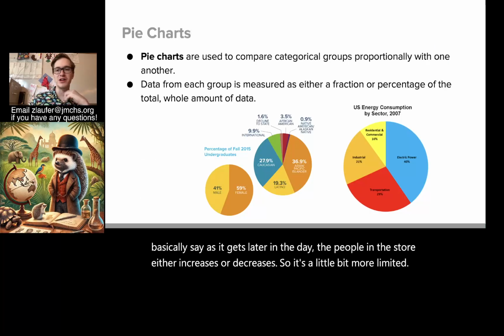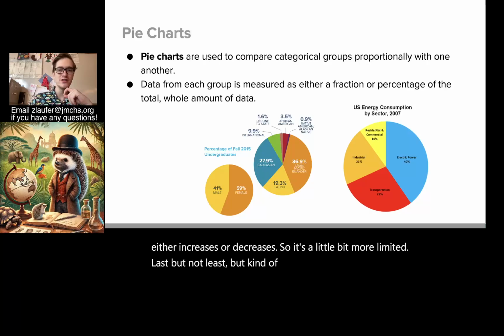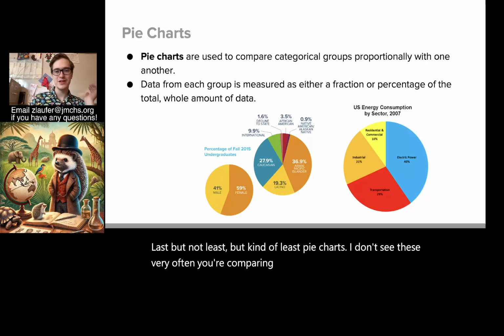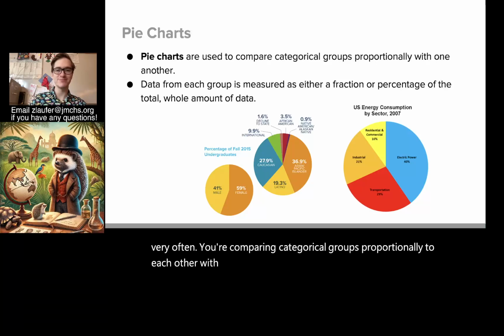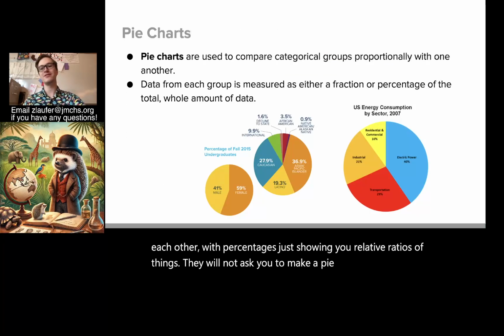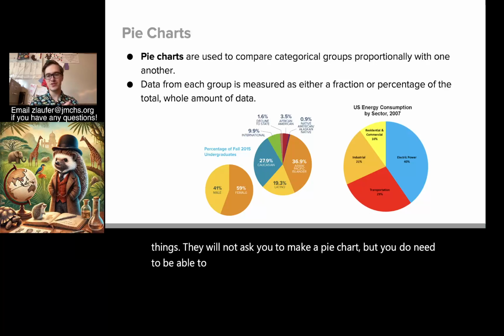Last but not least, but kind of least, pie charts. I don't see these very often. You're comparing categorical groups proportionally to each other with percentages, just showing you relative ratios of things. They will not ask you to make a pie chart, but you do need to be able to read them. Thankfully, they're pretty self-explanatory.